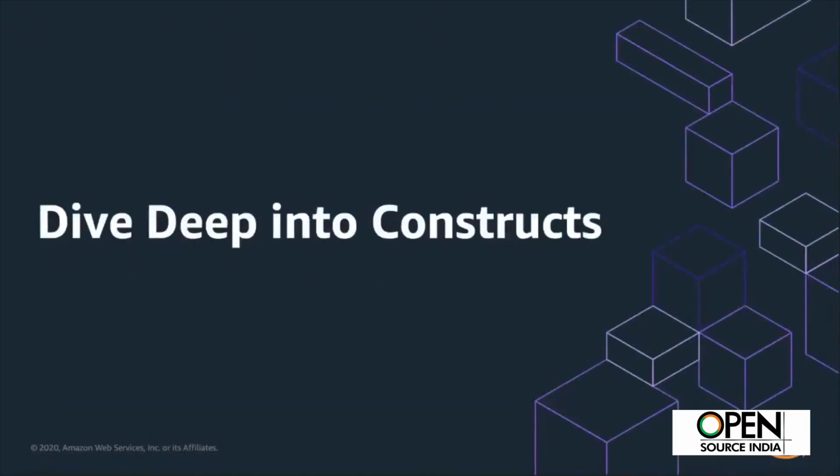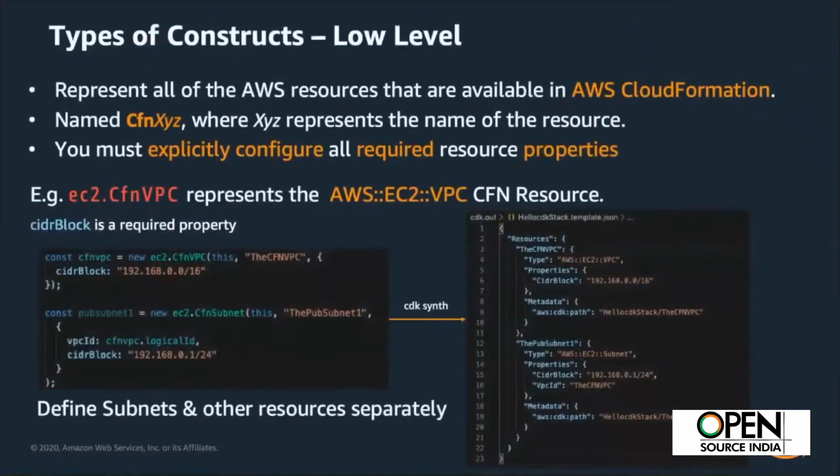So let's dive deeper into constructs a bit. So there are three types of constructs. Okay, there is low level, high level, and then there are patterns, that is a third level of constructs. So the first one is low level constructs. Low level constructs actually represent the CloudFormation resources. So any construct that starts with CFN.